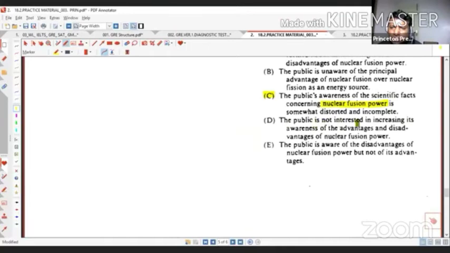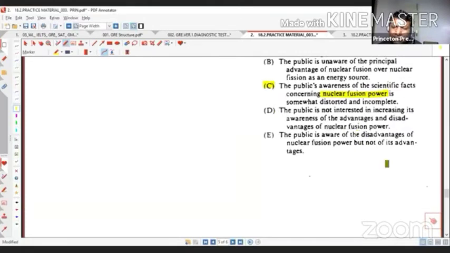The public is not interested in increasing its awareness. No. Is there any mention? No, nothing has been mentioned. Public is aware of the disadvantages of the nuclear fusion power, but not of its. No. So the answer could be C. It's very clear. Okay. So let's move on to the next one.